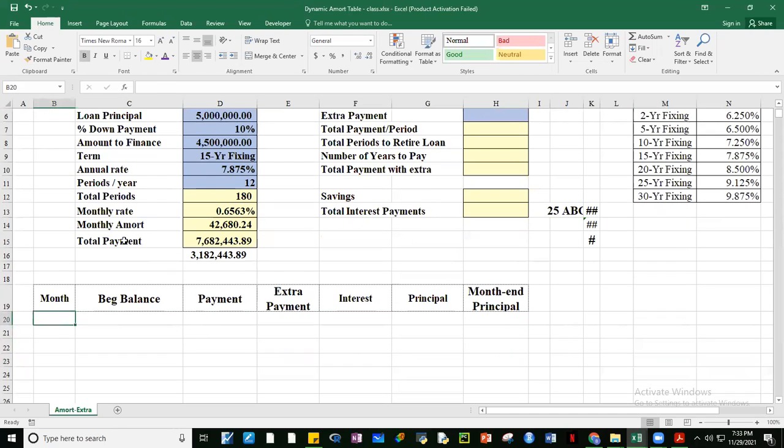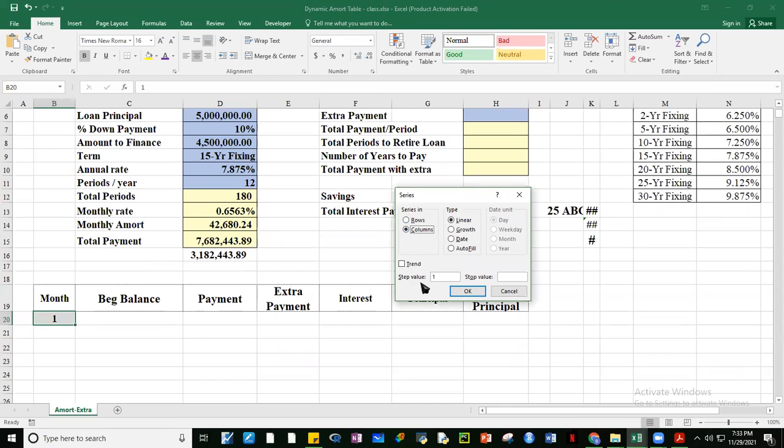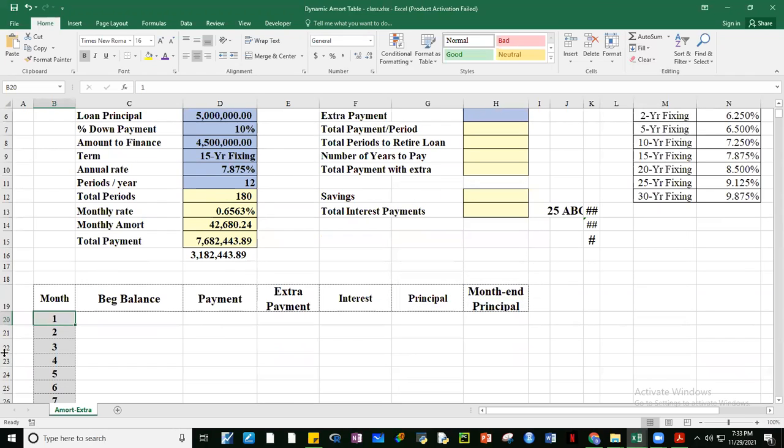So dito, guys, 180 months tayo, no? So let's do 1. Okay? And then for quick listing of the months, okay, di ba? Alam natin na i-fill natin yan. If you recall this, fill series, no? Para mas mabilis. Naka-column siya. Increment natin plus 1 plus 1 plus 1 hanggang 180. Okay? There. So hanggang 180 na yung months natin kasi 180 tayo, no? 180 months. Okay, beginning balance natin is ito, 4.5 million. No? Okay, payment natin, we're going to pay every month 42,680.